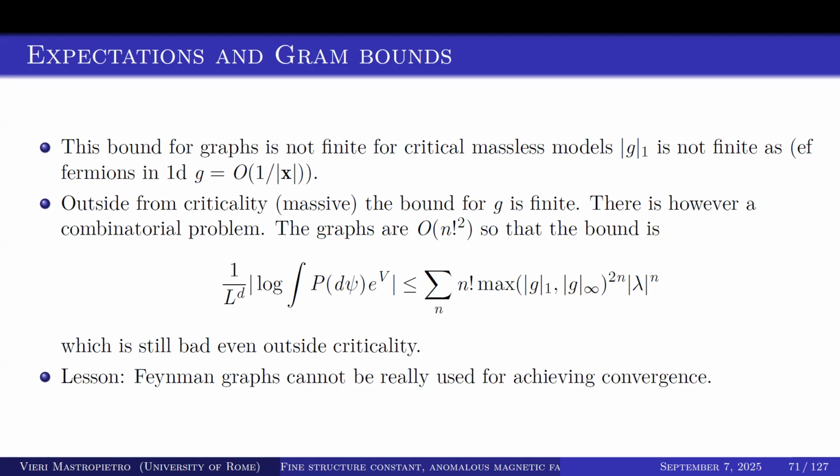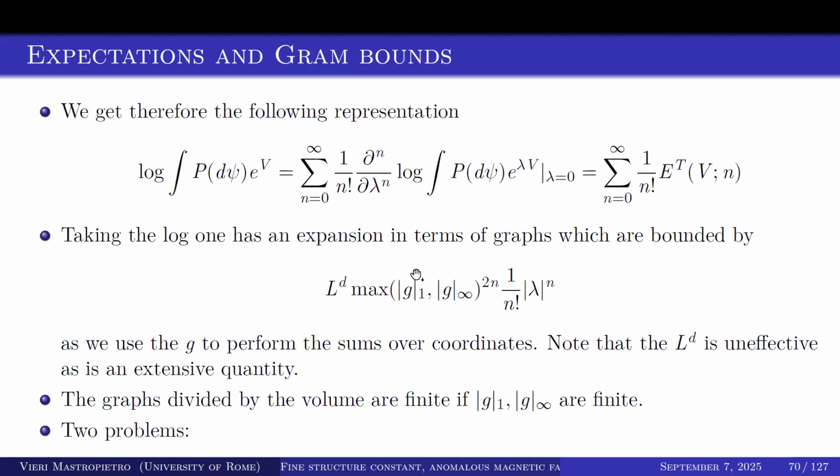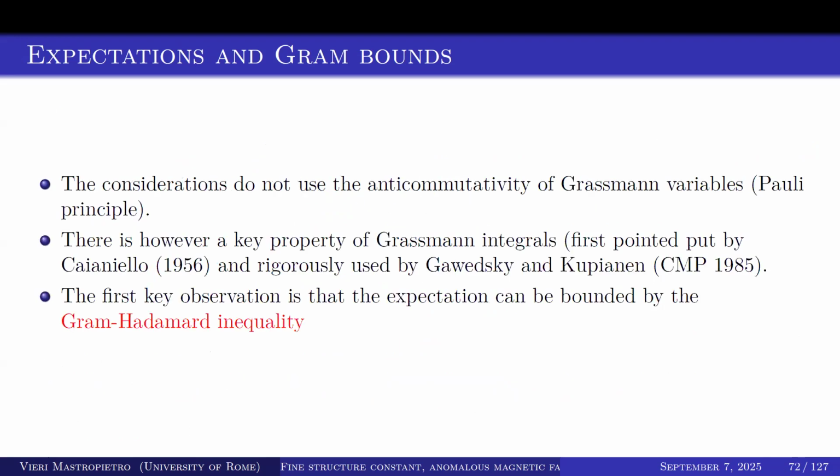Okay, so how do we get convergence? Now we have to use this anticommutativity, as I said. It's a key property of Grassmann integrals. I think this was said by Caianiello in 1956, and it was first used by Caianiello in 1985.